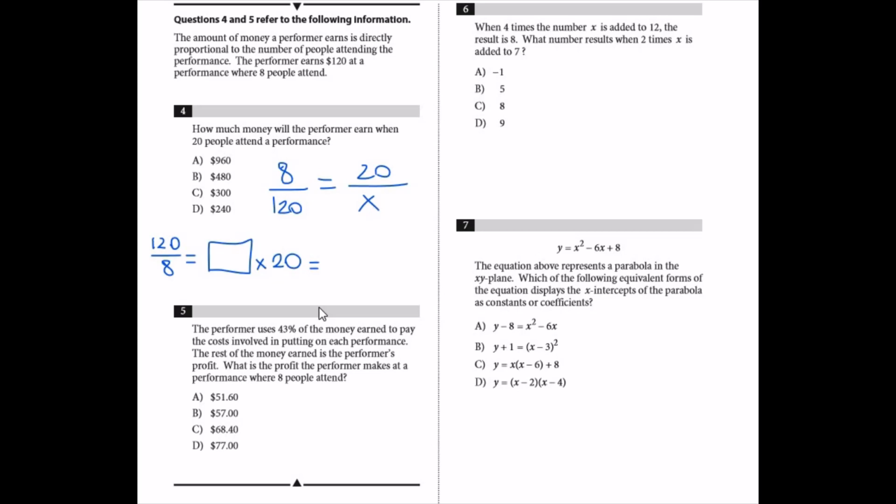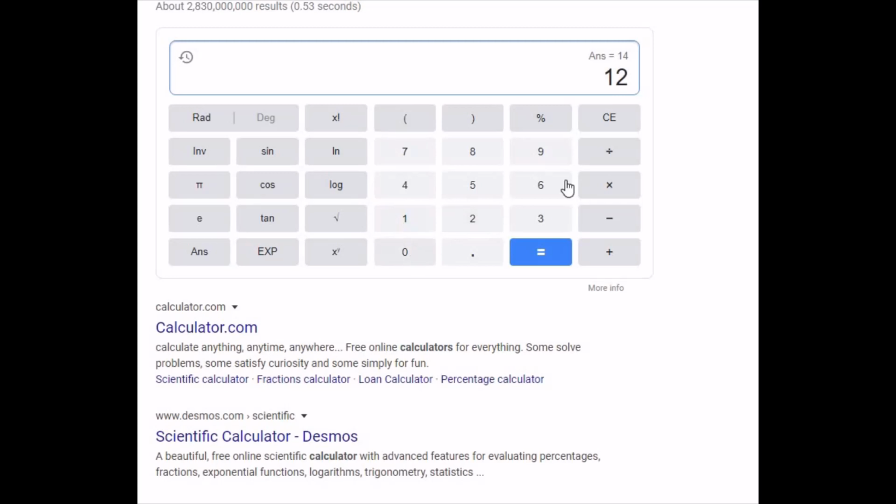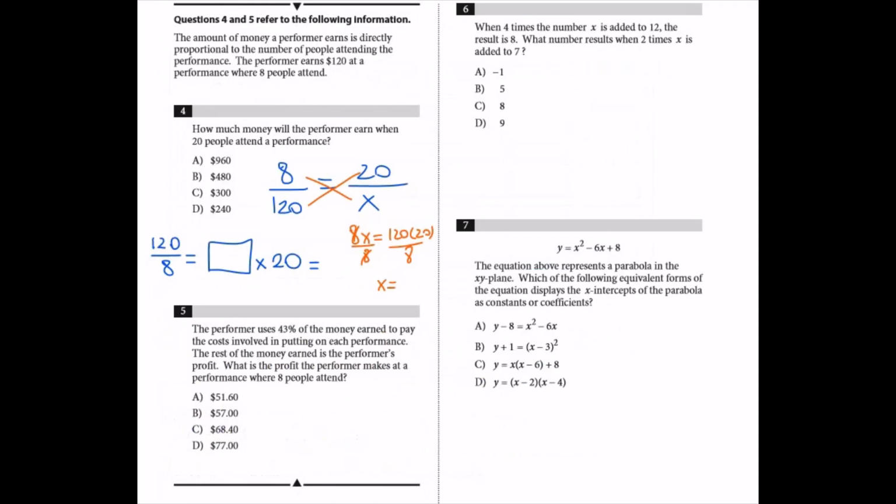I'm going to do cross multiplication now. So 8x equals 120 times 20. If we divide both sides by 8, we obtain 120 divided by 8 times 20, so the same answer. Let's use the calculator. 120 divided by 8 is 15, and 15 times 20 is 300. So they make $300. You first find the ratio and multiply by the third number, or set the proportion.